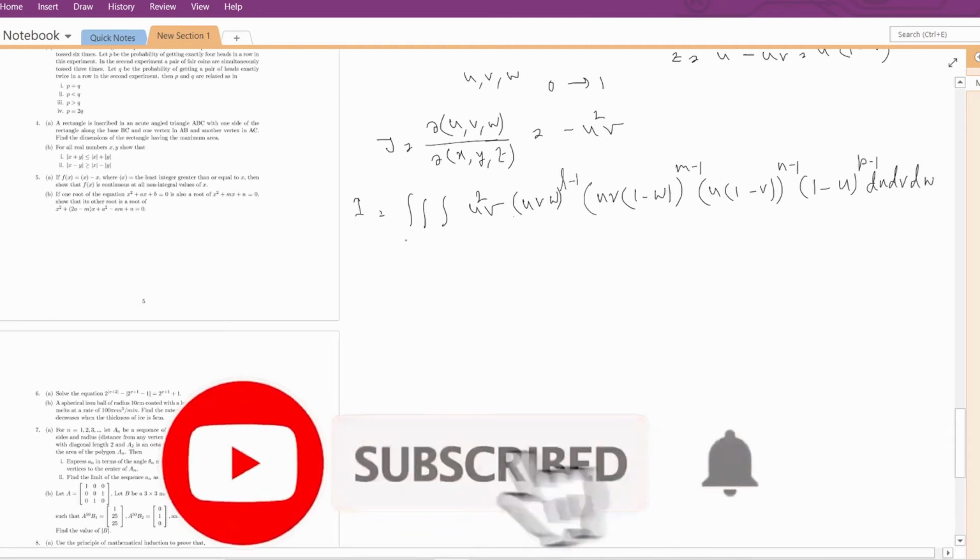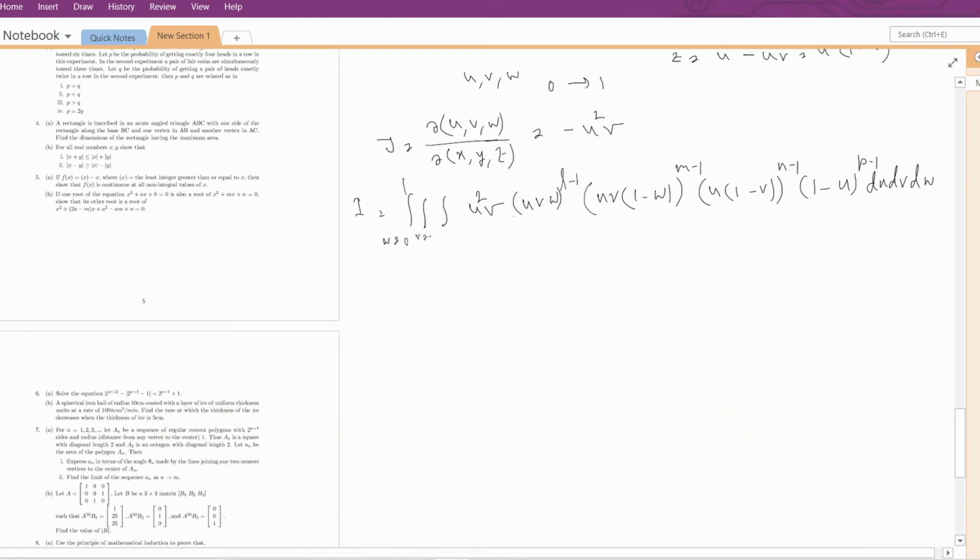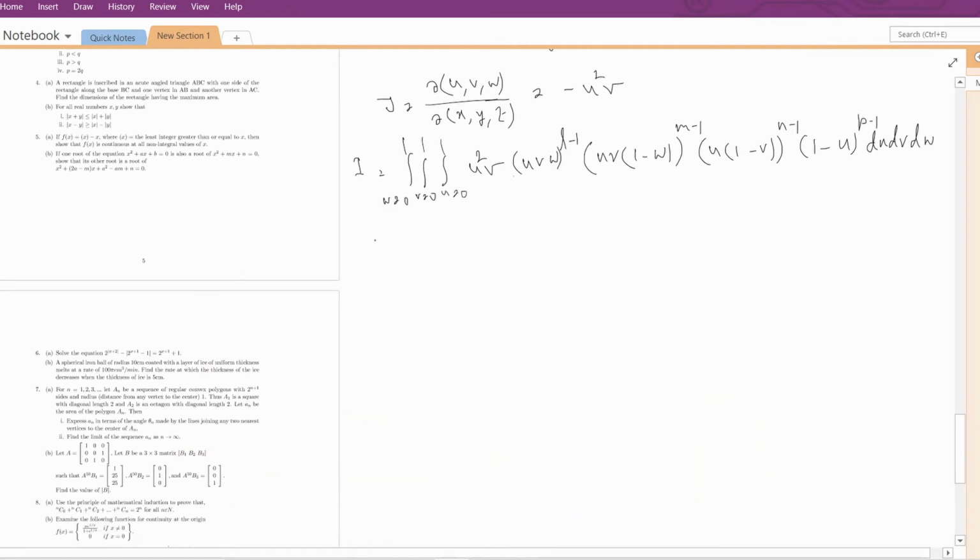Now all these values of u, v, w vary from 0 to 1, so I am writing w equal to 0 to 1, v equal to 0 to 1 and u equal to 0 to 1. Now you can see that you can independently write u, v, w, so I am writing the limits of u first, then v, then w. So it is u equal to 0 to 1.